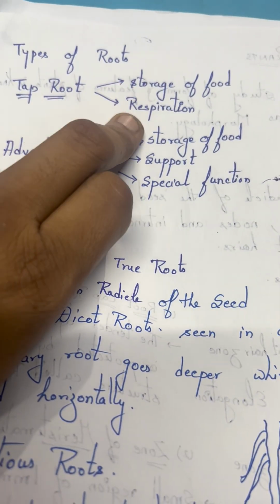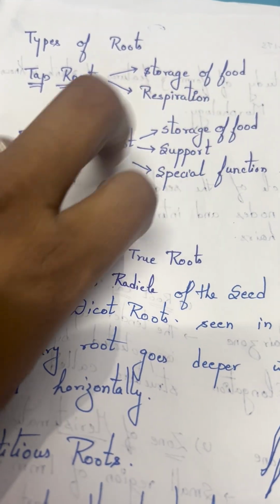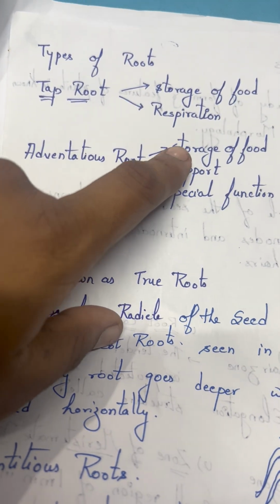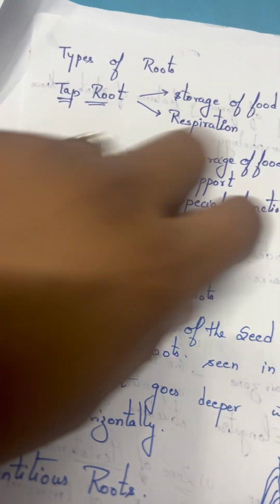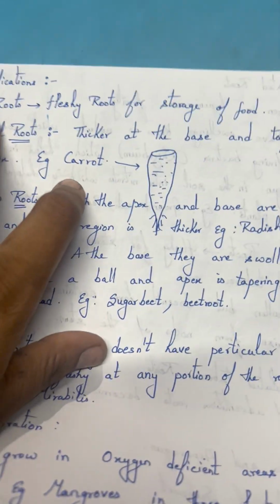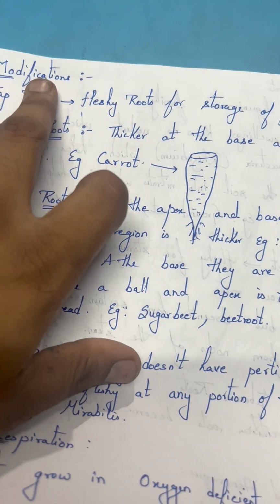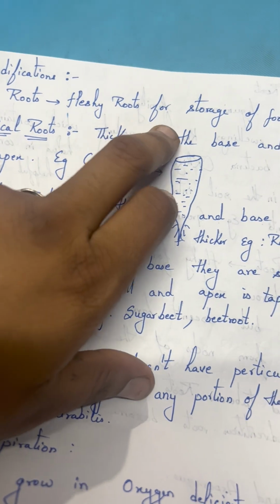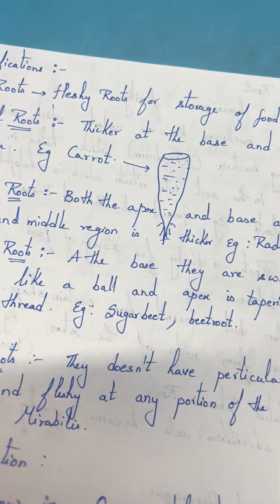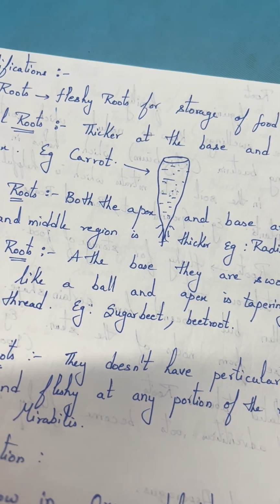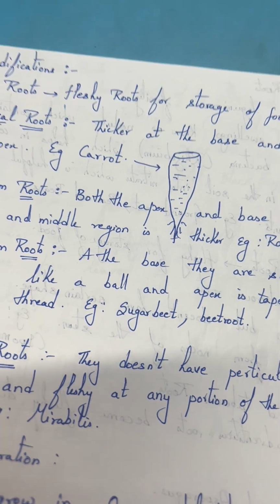In taproot we have studied about functions, right? Storage of food, respiration. In adventitious roots we have seen storage of food, support, special function, right? So depending upon that, firstly we'll go for taproot modification. Under taproot modifications, fleshy roots for storage of food.